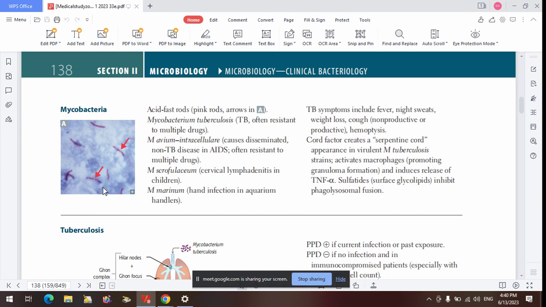Then the last one is marinum. So marinum is actually very common in people that handle fish in aquarium. So if you handle fish a lot and you have a wound within your hand, you can have introduction of this.